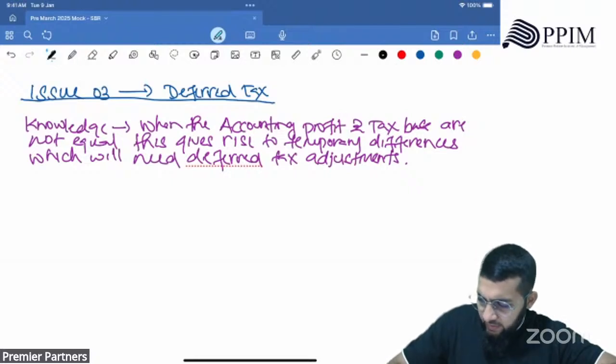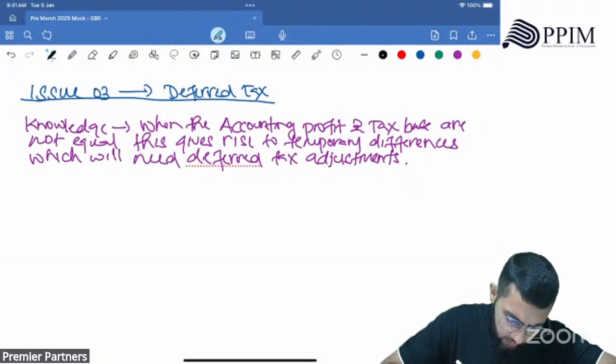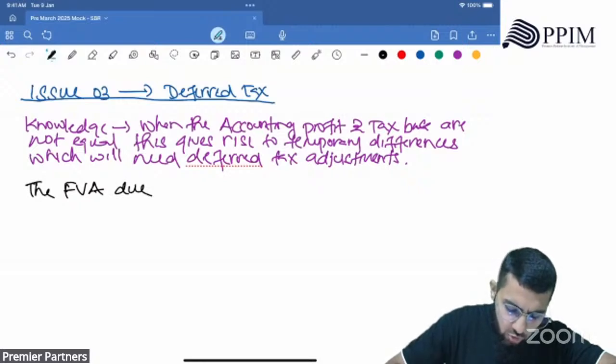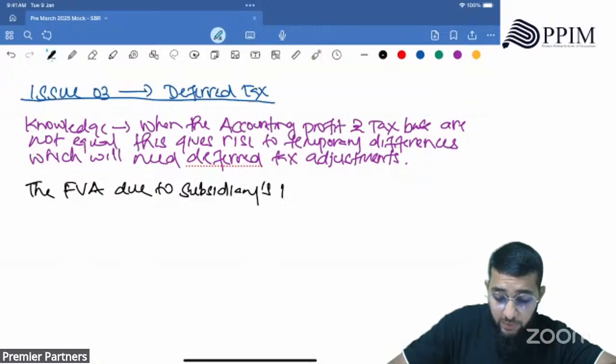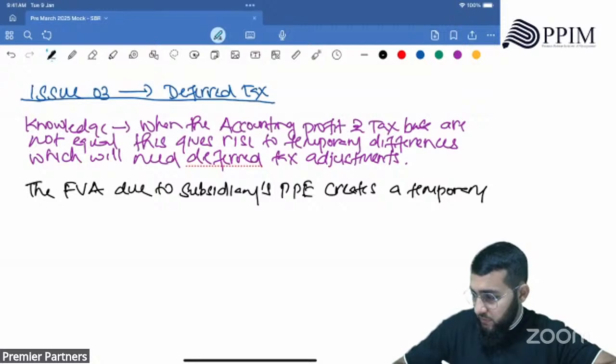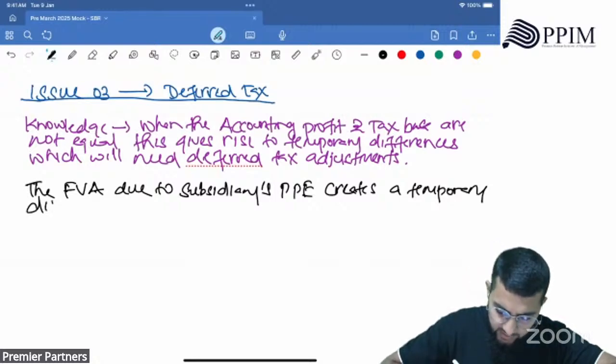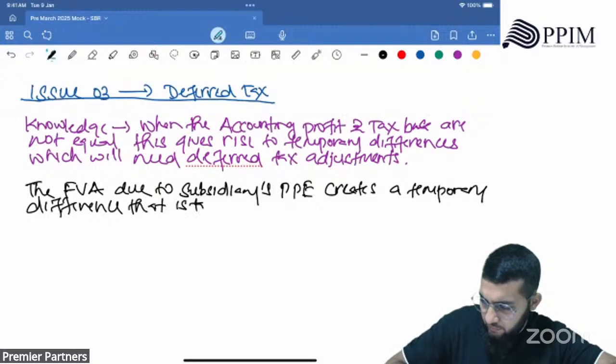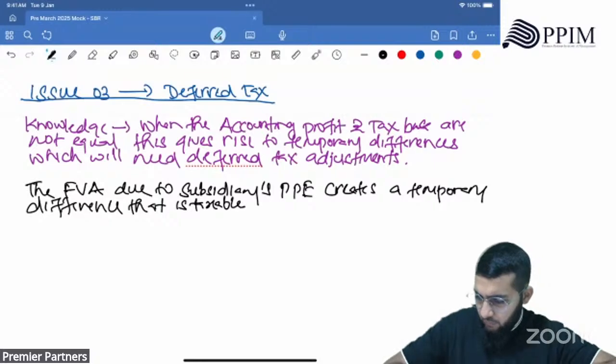Application in the fair value adjustment due to subsidiaries. PPE creates a temporary difference. Temporary difference that is taxable, right, in the consolidated financial statements.